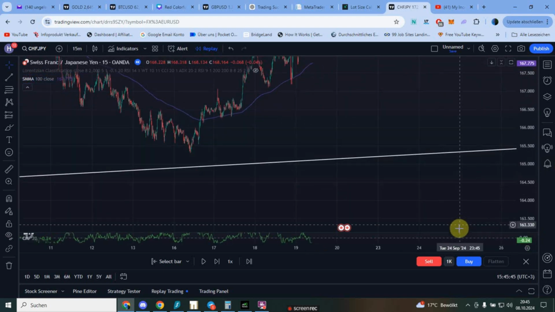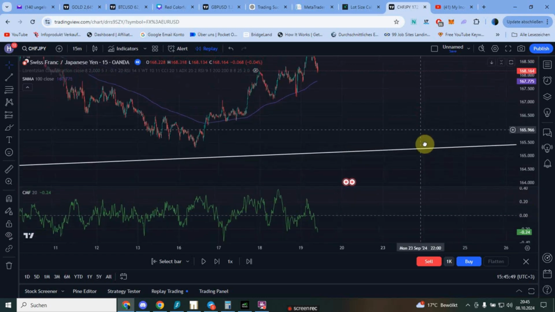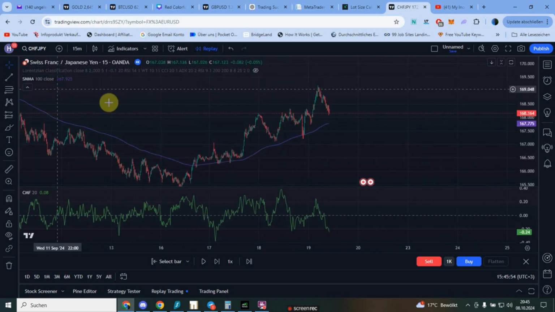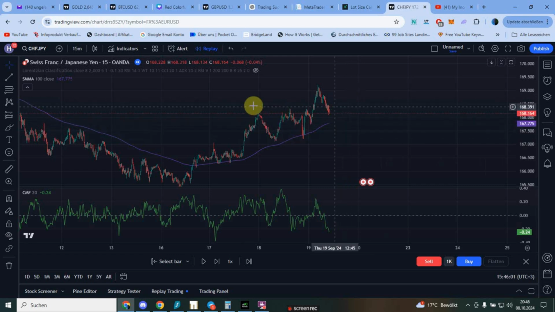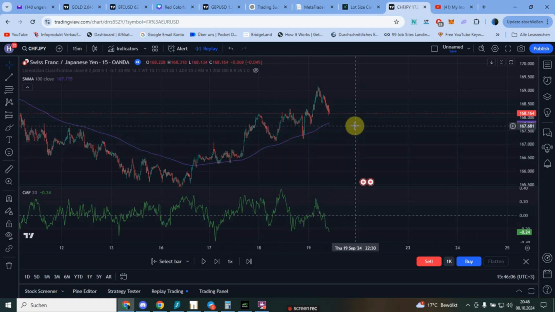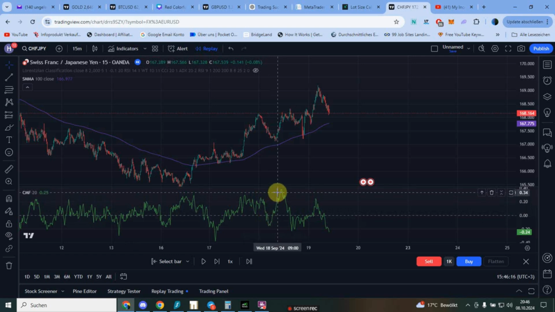So we analyzed that Swiss franc is in the uptrend and we are looking for buys. Anytime the price is over this 100 SMA, that means the price of that asset will bump up. As long as we are above this 100 moving average, that means the price is in an uptrend. And here in the CMF indicator, you can see that the price is also going up and down.